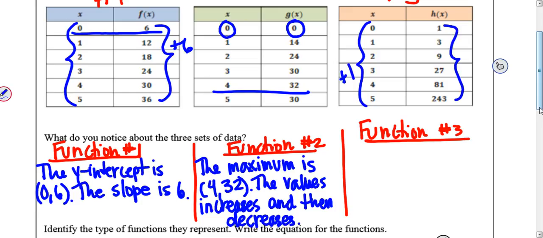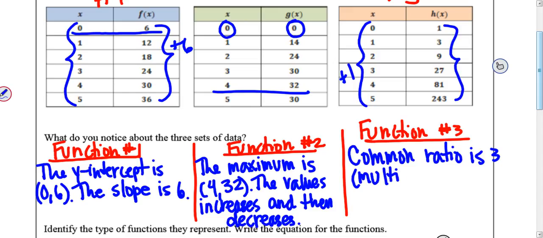So what we can say here is that it has a common ratio of 3. Okay, that means that we multiply by 3. So just a reminder what that common ratio means. It's multiplying. Okay, sometimes you multiply by a fraction. And then we can also put in that the y-intercept is (0, 1), just so we have 2 sentences to describe.